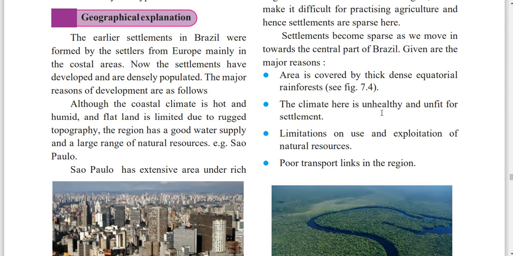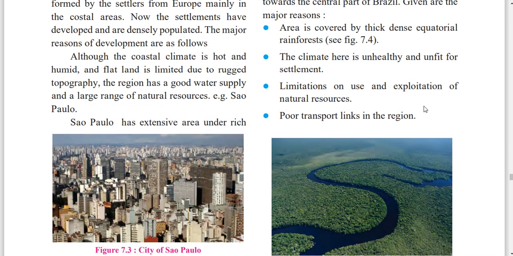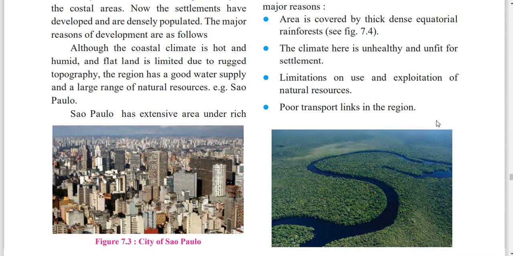The climate here is unhealthy and unfit for settlement. Limitations on use and exploitation of natural resources. Poor transport links in the region.